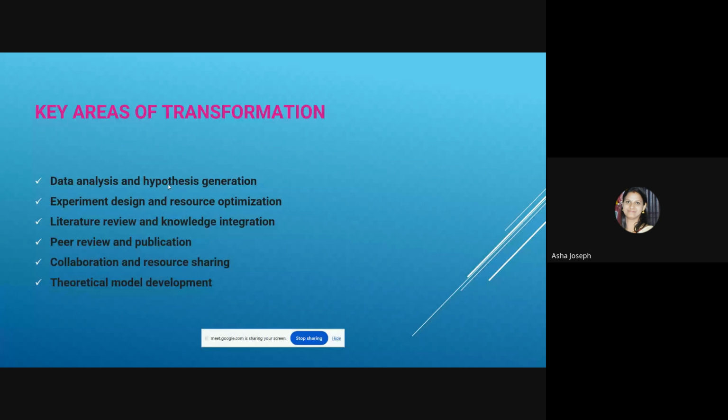Data analysis and hypothesis generation, experiment design and resource optimization, literature review and knowledge integration, peer review and publication, and collaboration and resource sharing, theoretical model development.